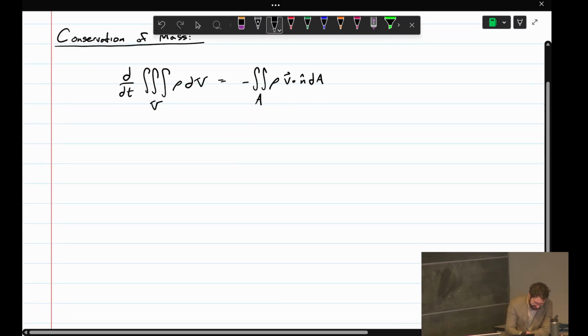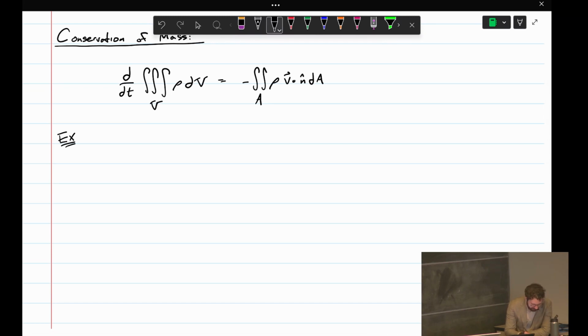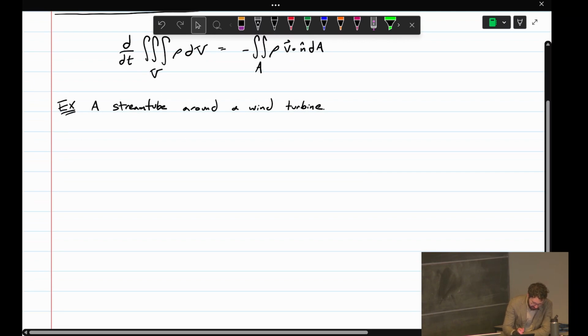So we're going to do an example here of conservation of mass. This example is going to be about a stream tube around a wind turbine. So let's draw a picture here.